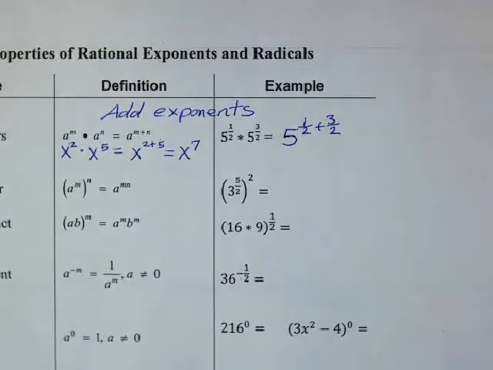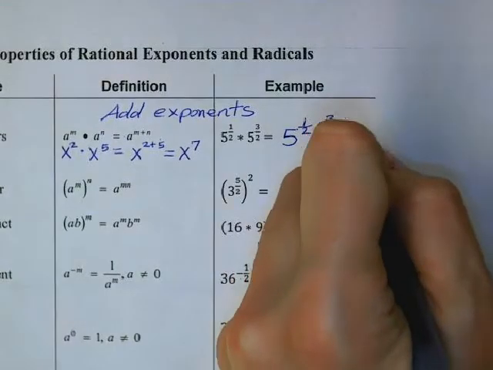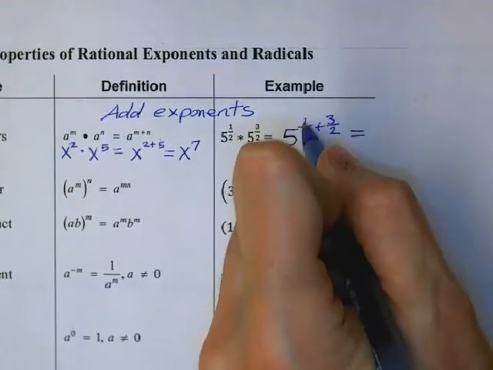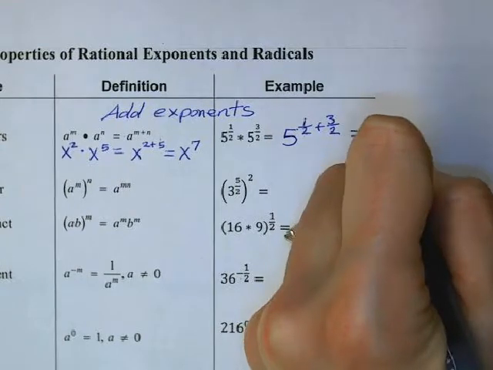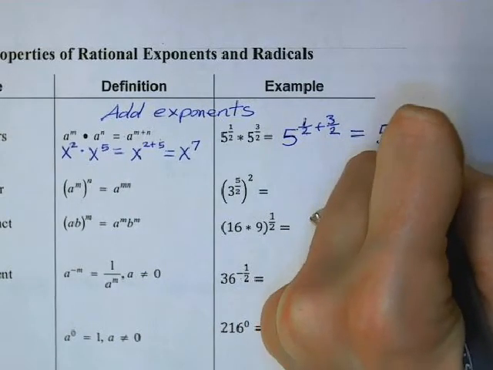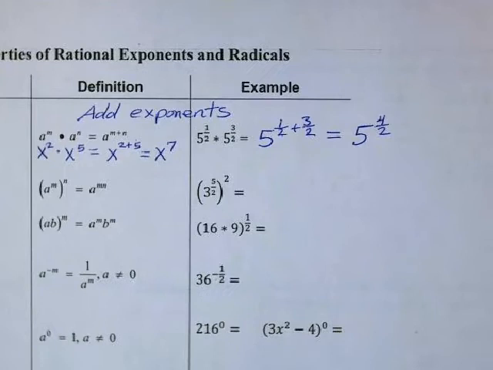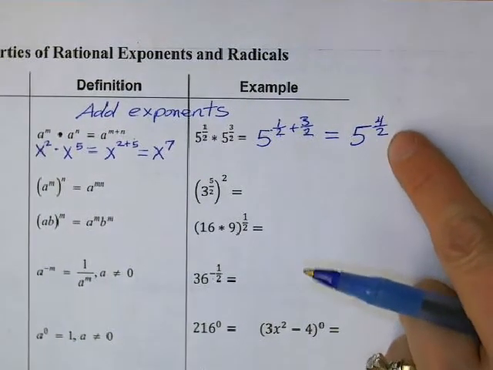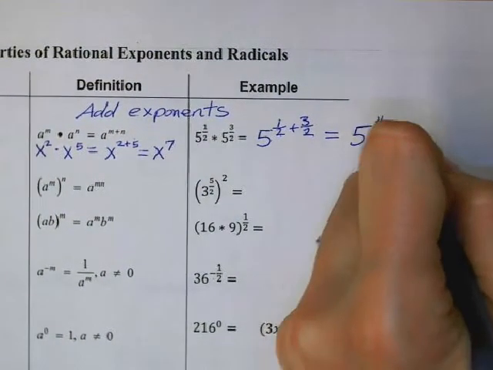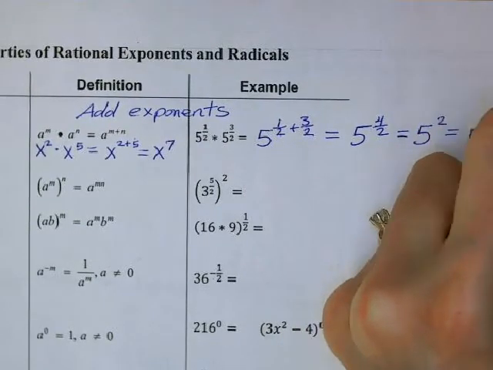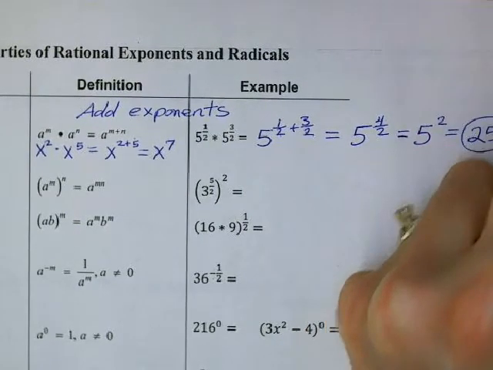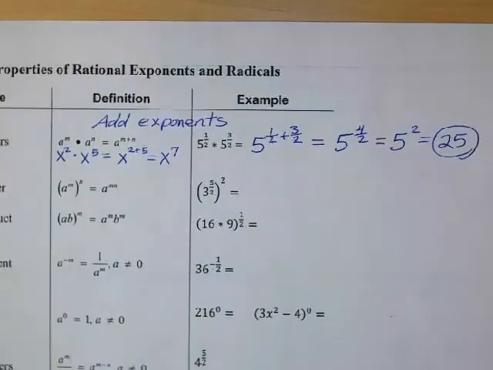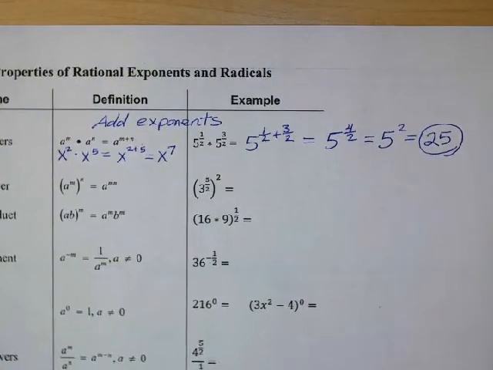Okay, so if you're not great with fractions, that's fine. Grab a calculator. What's 1/2 plus 3/2? 4/2. And that can reduce. 4 can divide by 2. So it ends up being 5 squared, which is 25. But we don't multiply the 5s together first? No. They're the same base. You keep the base. You just have to add the exponents.